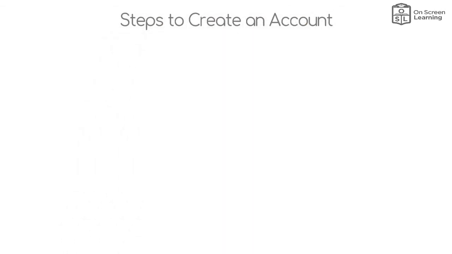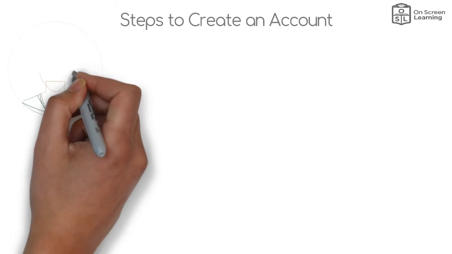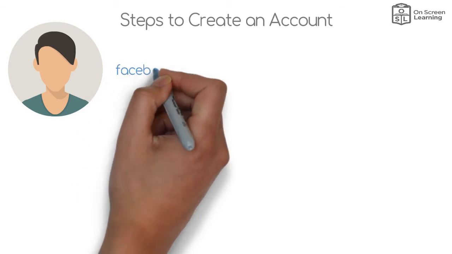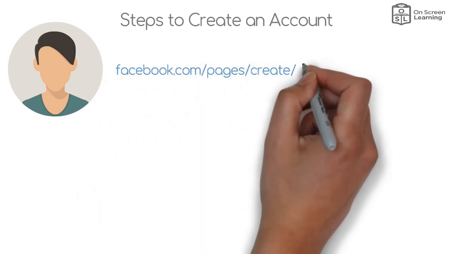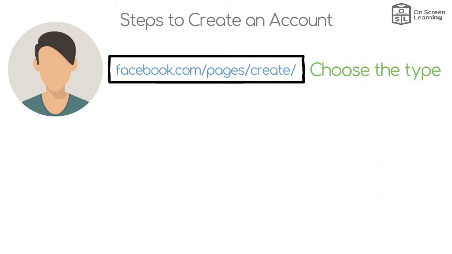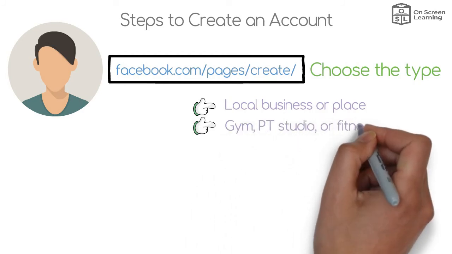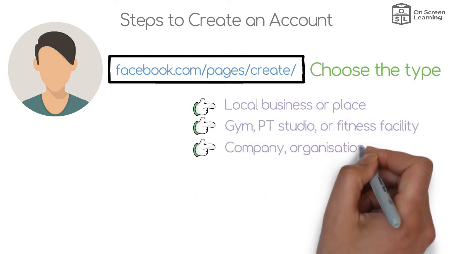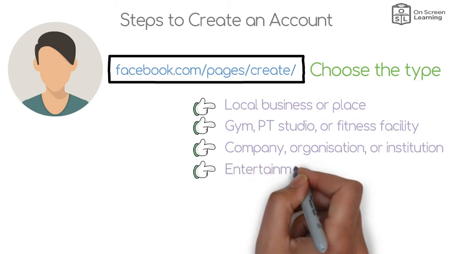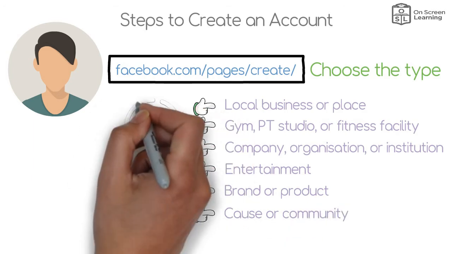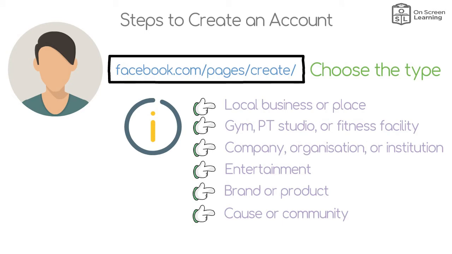Facebook page. Steps to create an account. A professional Facebook account is required to create a Facebook page. Log in to the personal Facebook account, then go to facebook.com/pages/create. Choose the type of page you would like to create: local business or place, gym, PT studio or fitness facility, company, organization or institution, entertainment, brand or product, cause or community. Enter the company's information, review Facebook's terms, and click on Get Started.